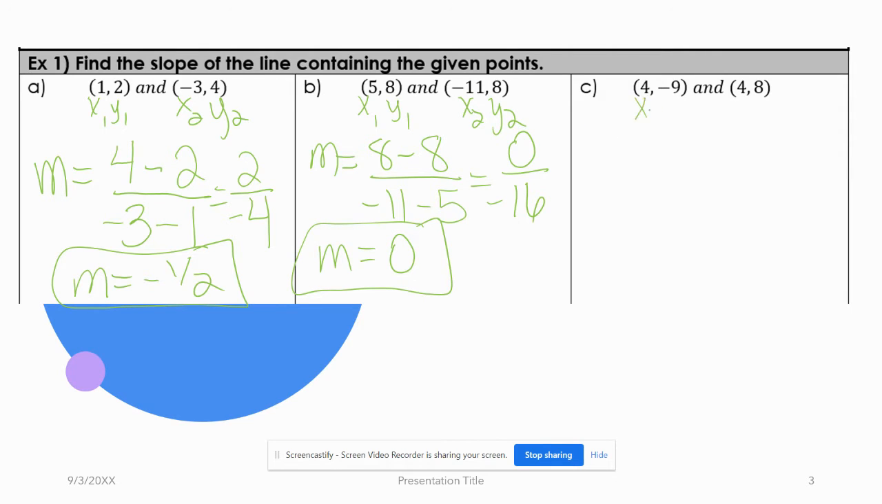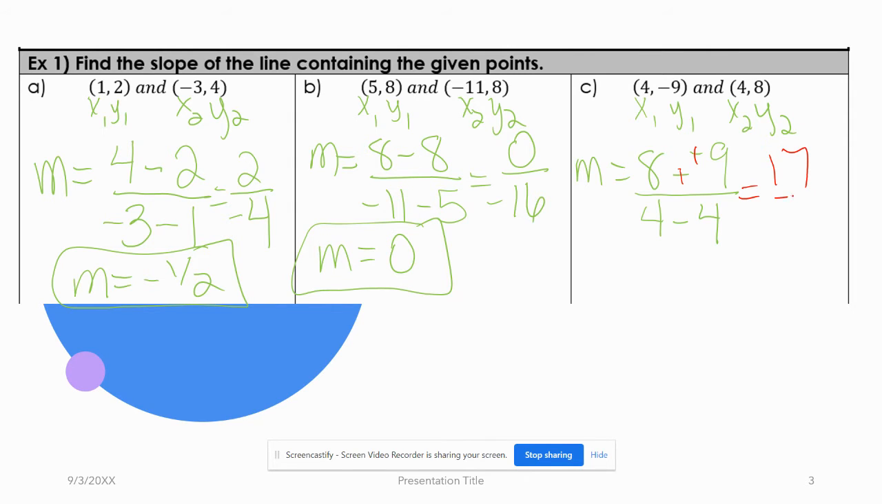Letter C, x1, y1, x2, y2. We have 8 minus negative 9. So remember, the first minus here is in our formula, and then this here is the negative 9. So they both have to be there. And then on the bottom, x2 minus x1. So when I'm simplifying the top here, minus negative, remember, add the opposite becomes adding.